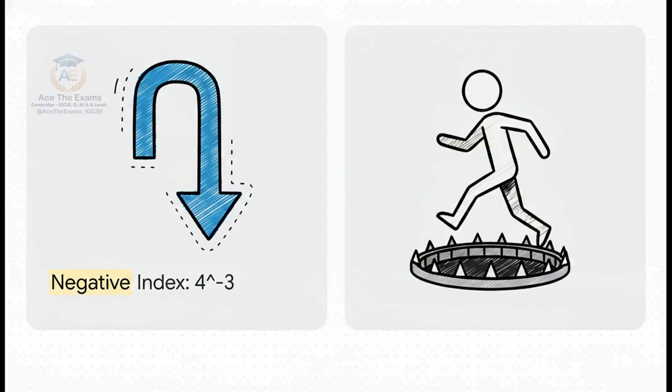4 to the power of -3 does not equal a negative value. I repeat, it is not a negative number. Instead, that negative sign is actually just a set of instructions. It forces the base down into the denominator of a fraction. It literally means flip me over. So 4 to the -3 becomes 1 over 4 to the power of +3. Once it moves down below that fraction line, the negative sign has done its job and disappears.